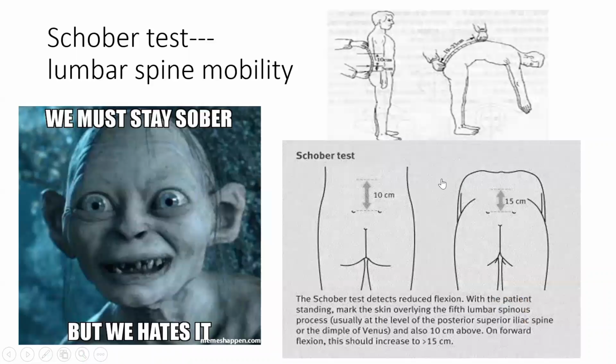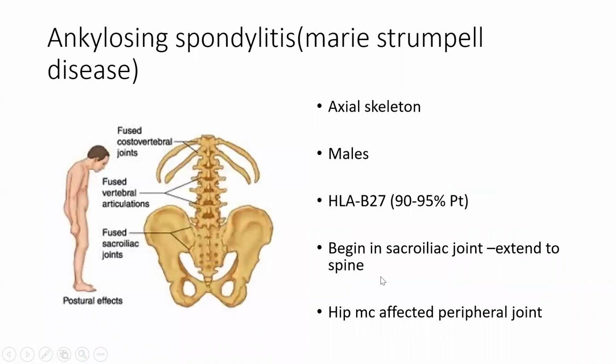In ankylosing spondylitis, first the SI joint, then the spine, then the hip joint. This is the pattern. This is a question mark pattern where there is loss of lumbar lordosis, then kyphosis. Okay. HLA-B27 is the most important characteristic. HLA-B27. Okay.